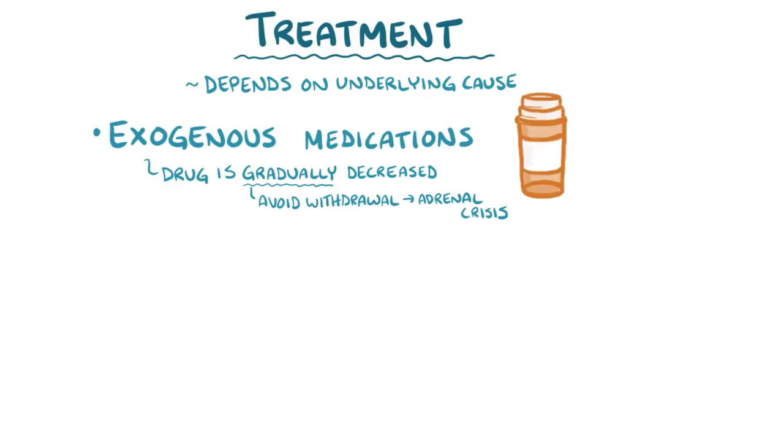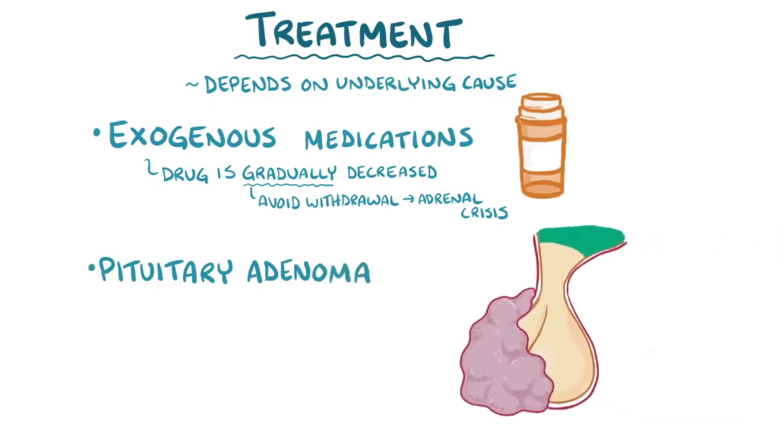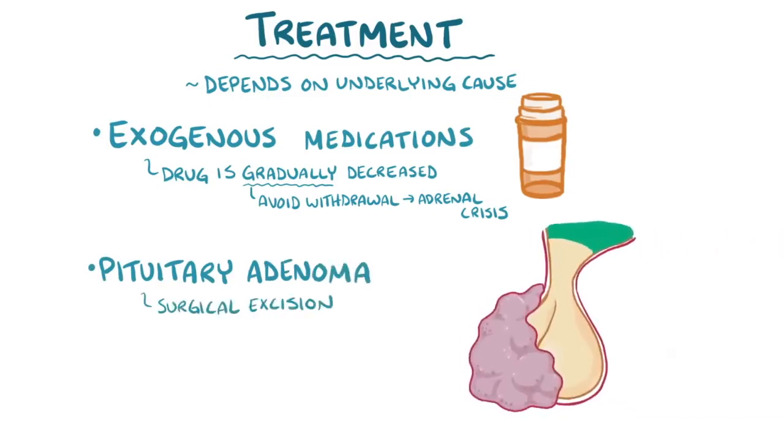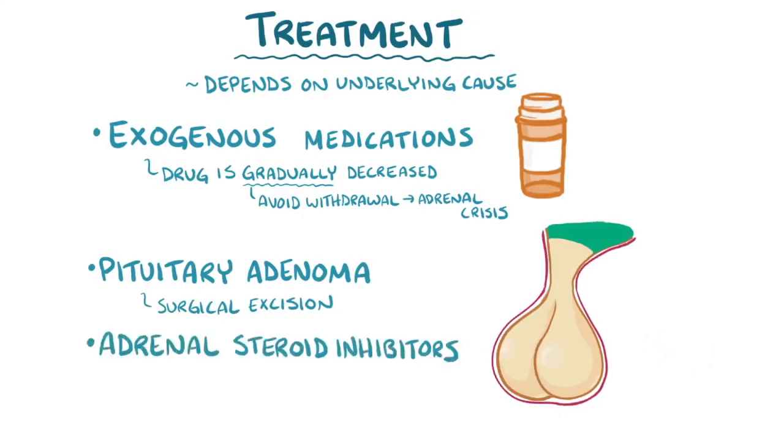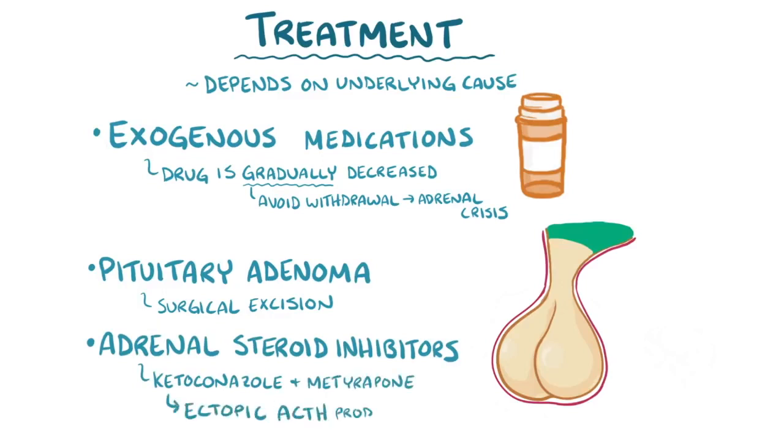If Cushing syndrome is due to a pituitary adenoma, like in Cushing disease, then surgical excision of the adenoma might be needed. Alternatively, medications like adrenal steroid inhibitors, like ketoconazole and metirapone, can be helpful, especially for cases of ectopic ACTH production or adrenal carcinomas that have already spread.